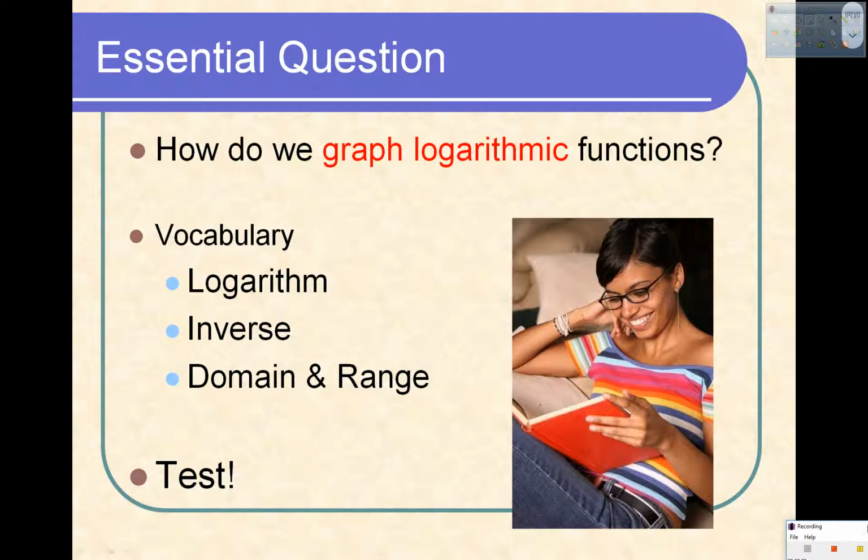All right, guys. Your central question for today is, how do we graph logarithmic functions? Your vocabulary is logarithm, inverse, domain, and range.